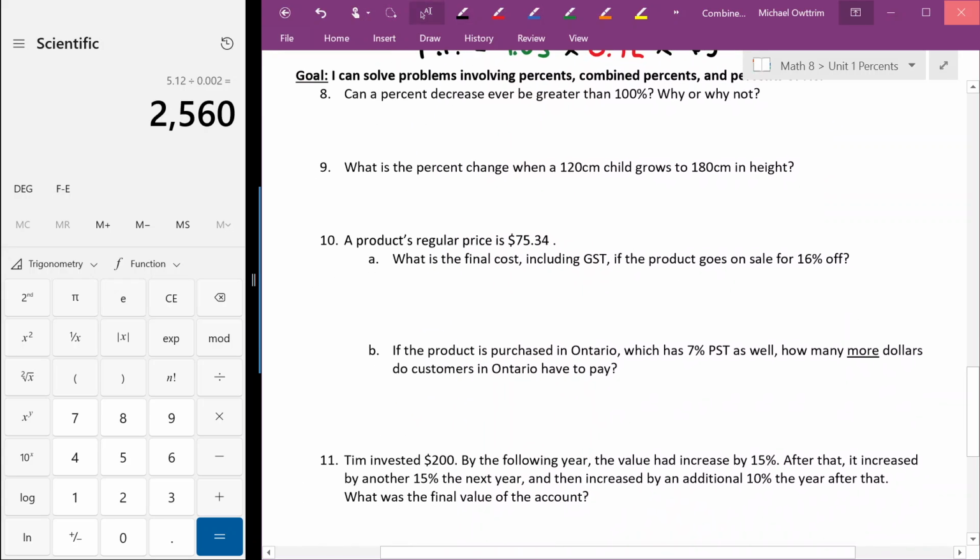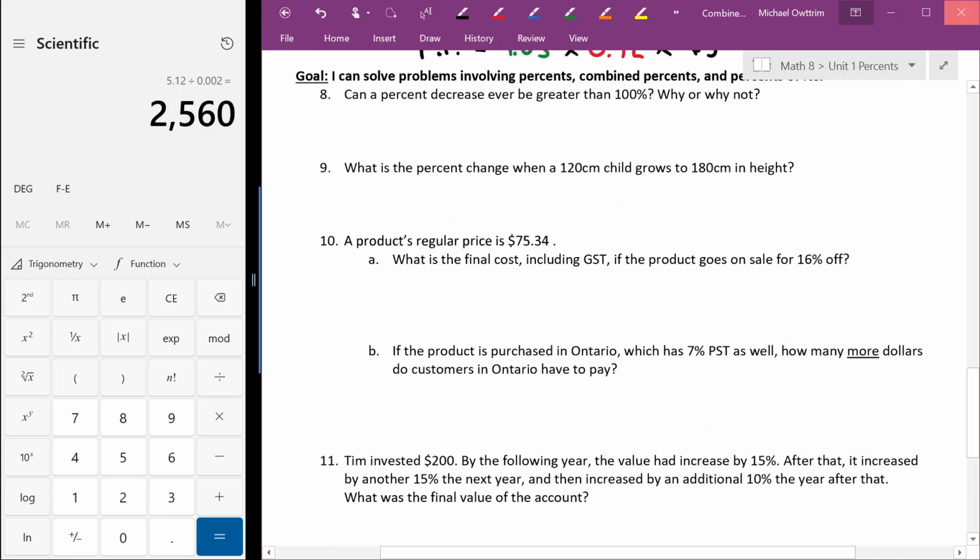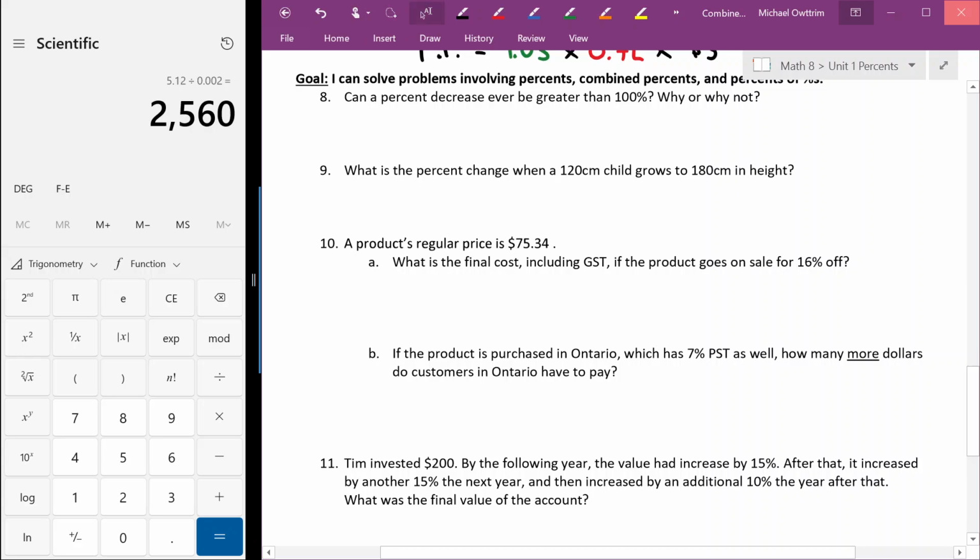Okay, final thing is just problem solving. So we want to go ahead and identify which topic applies to each of these questions. I'll leave question 8 with you in terms of thinking about, could a percent decrease ever be greater than 100%? You want to think about the idea of decreasing from 100%. So would it be possible to go below 0% of what you have? That will help you answer question 8.